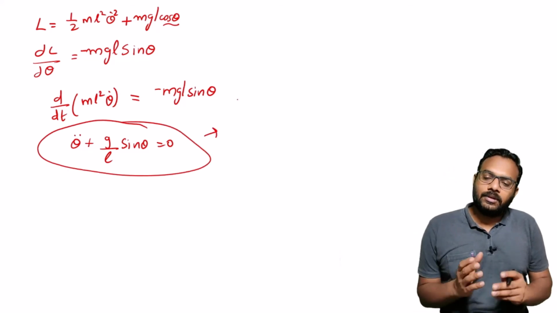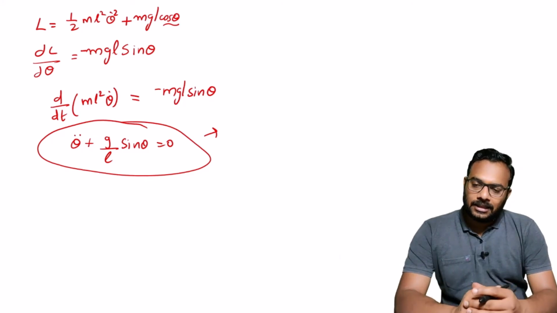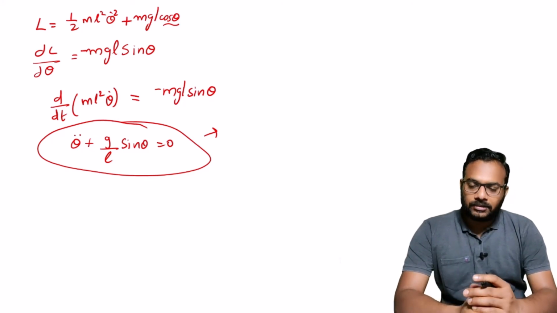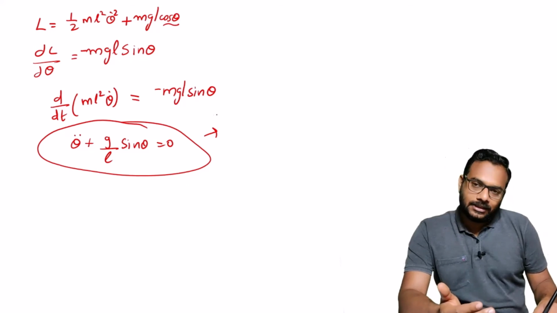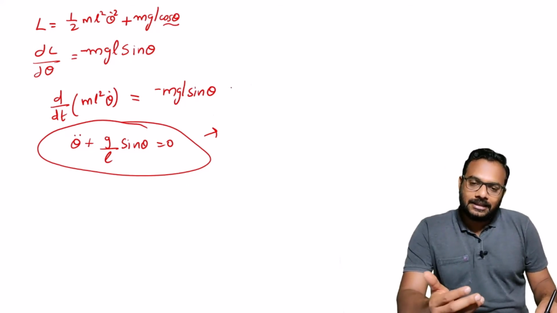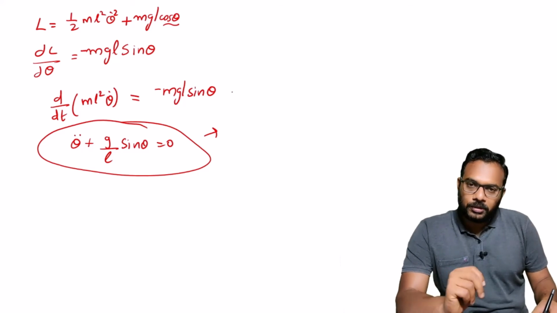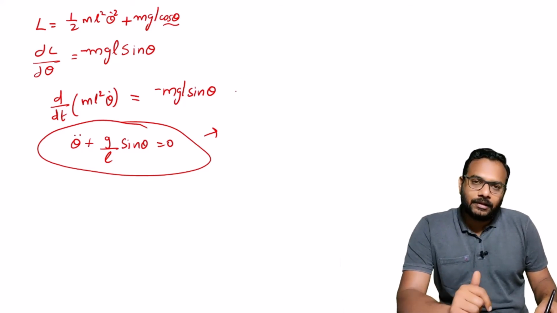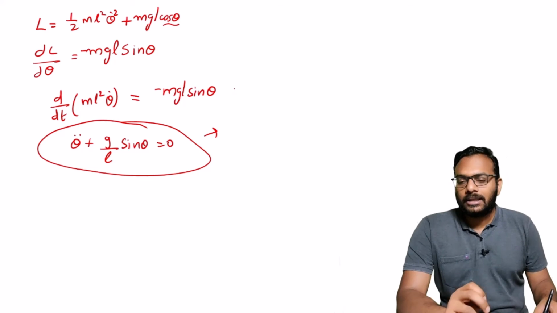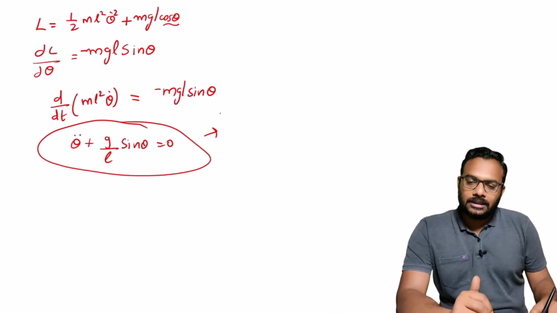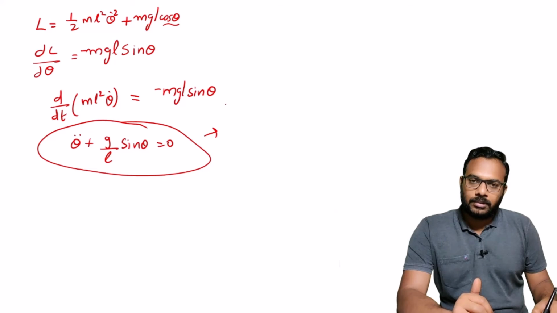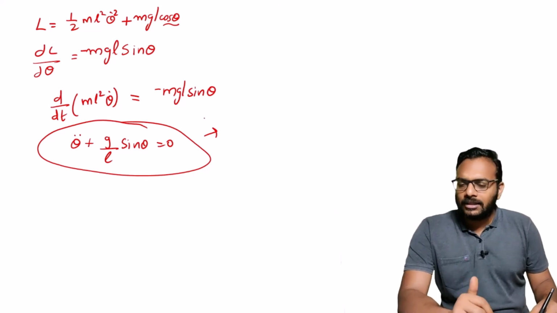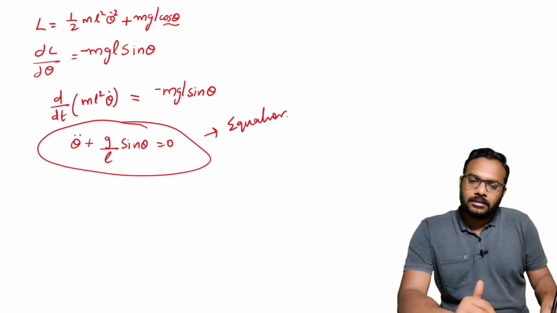If you can solve this equation, once you get the initial theta and initial theta dot, you can find theta of t. What would be the angle given the initial position and velocity of the bob of the simple pendulum, or given the initial angle and angular velocity of the simple pendulum? You can easily find out the equation of motion for the simple pendulum.